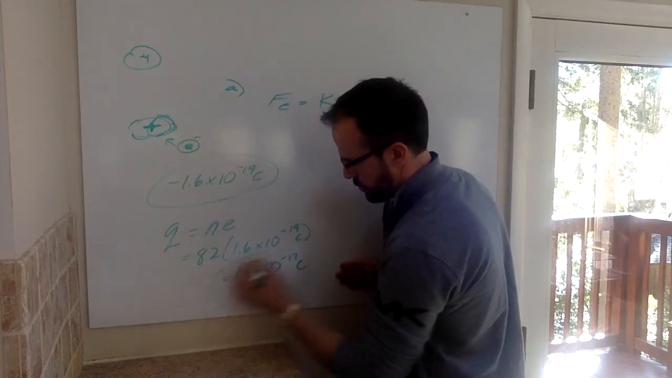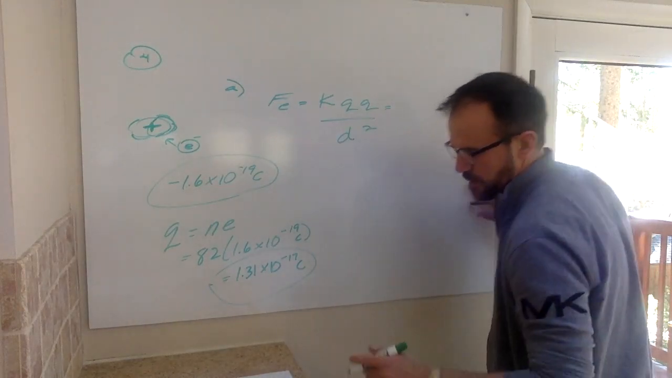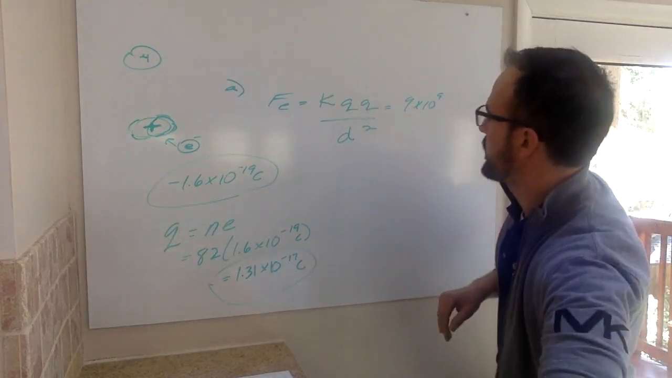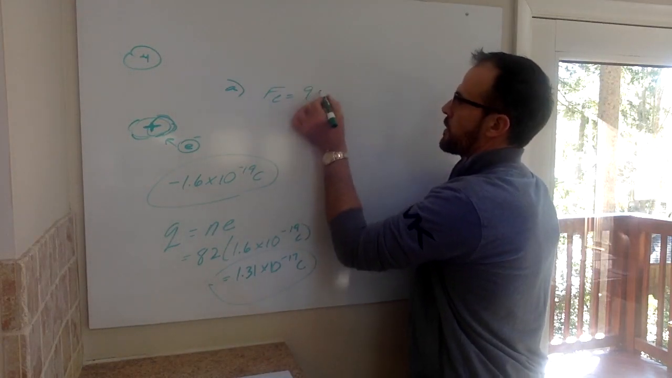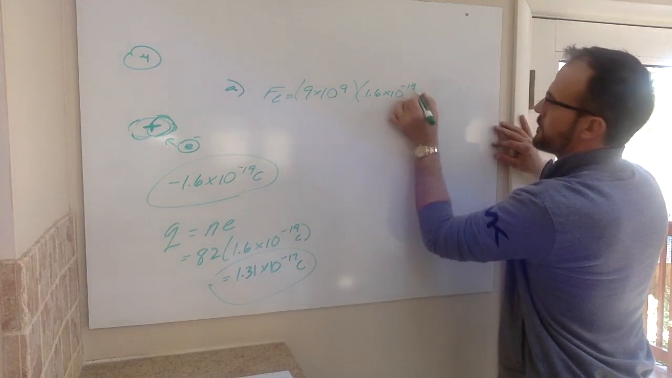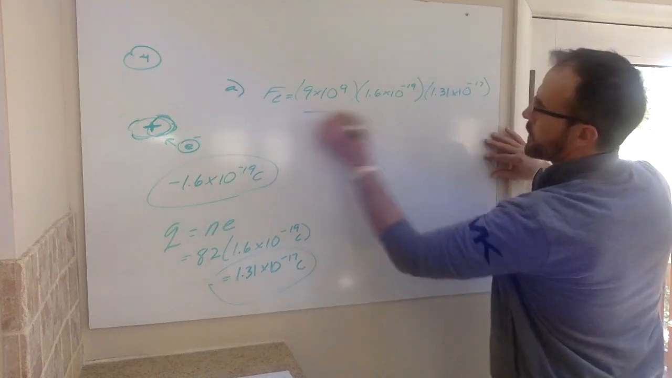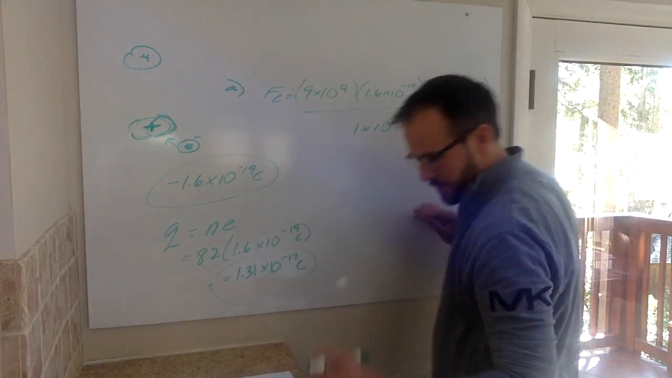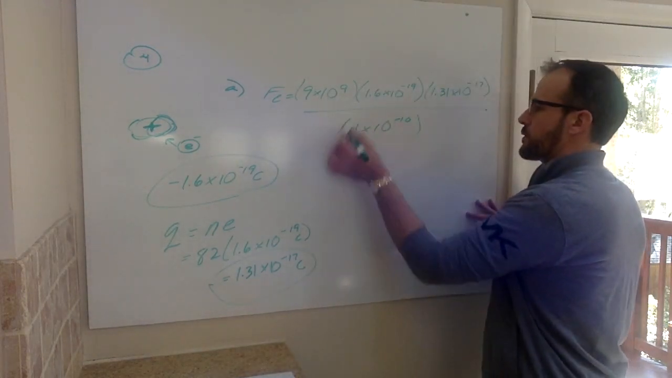So here's Q1 and Q2. Let's plug it in there. We've got our constant, 9 times 10 to the 9th. We've got each charge. Running out of room here already. Let me just move all this over. We've got 9 times 10 to the 9th. We've got each charge, 1.6 times 10 to the negative 19, and 1.31 times 10 to the negative 17. We see all that? Yep. And then d squared, it tells us in the problem how far away it is. 1 times 10 to the negative 10. Don't forget to square that.